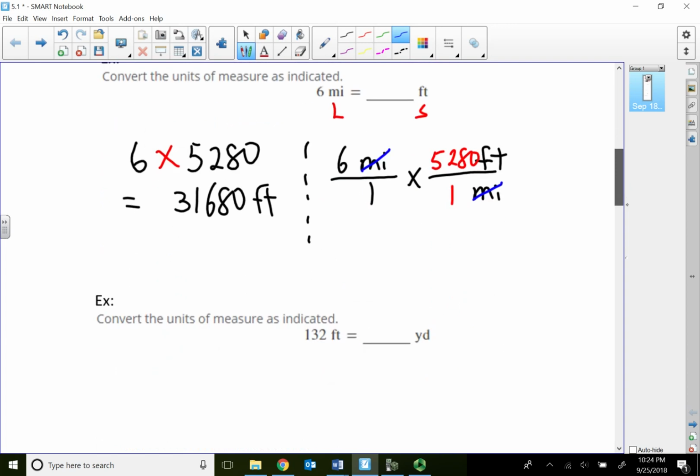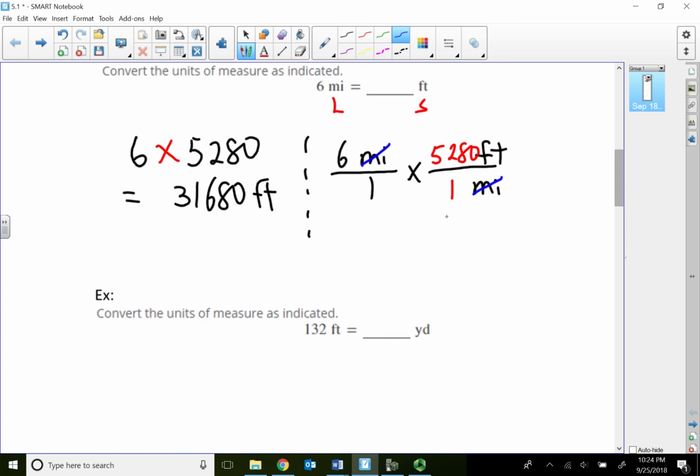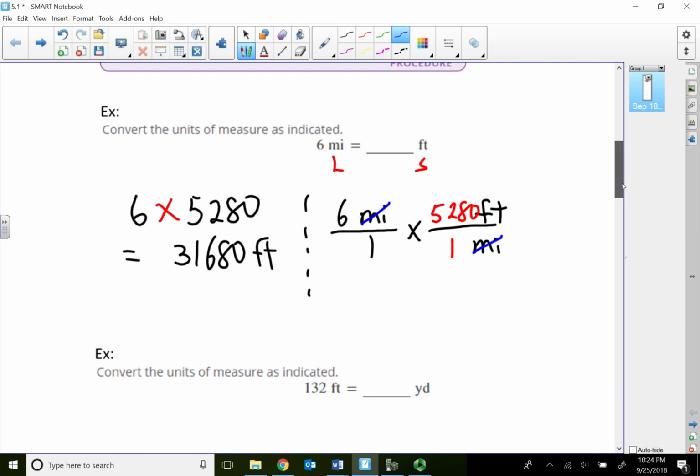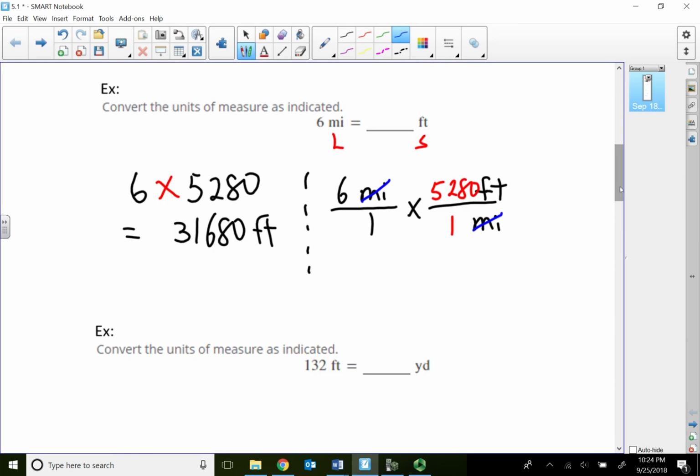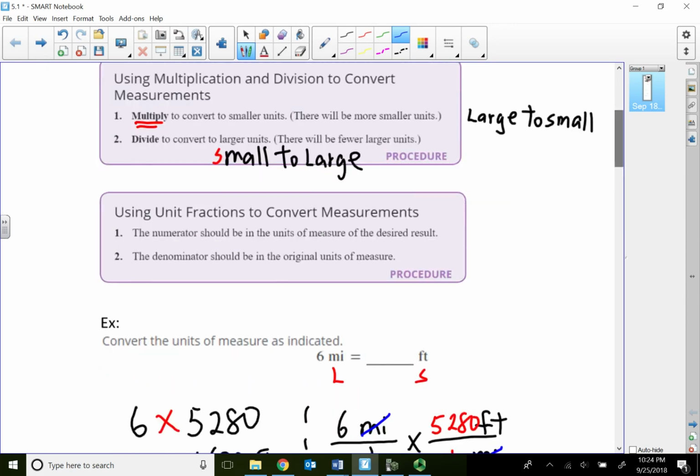I want to show you both ways, because there will be certain examples in Module 5 where I will use the unit fraction method more. The unit fraction method, I sometimes call dimensional analysis. This is more.